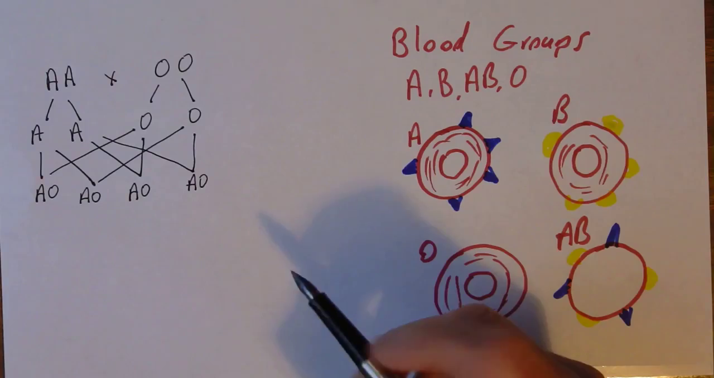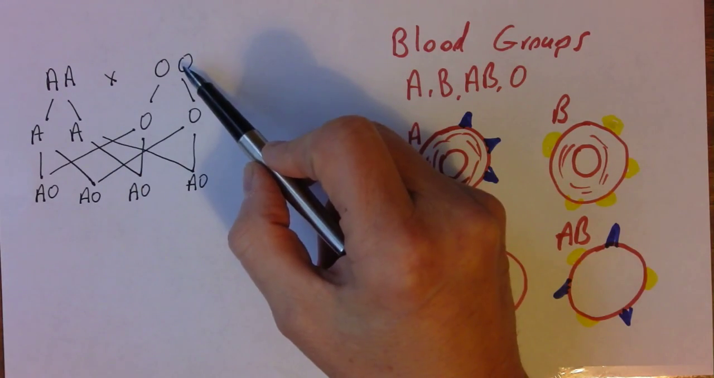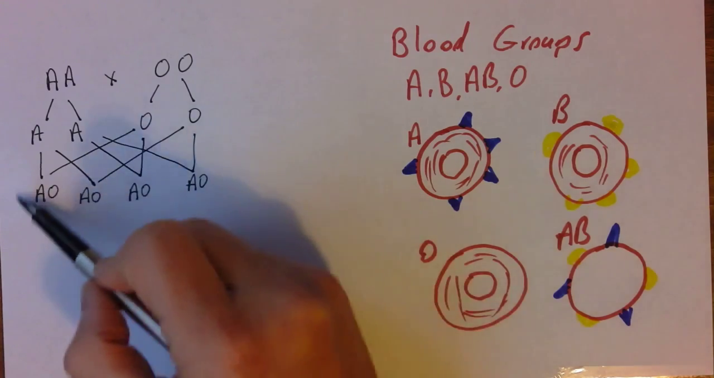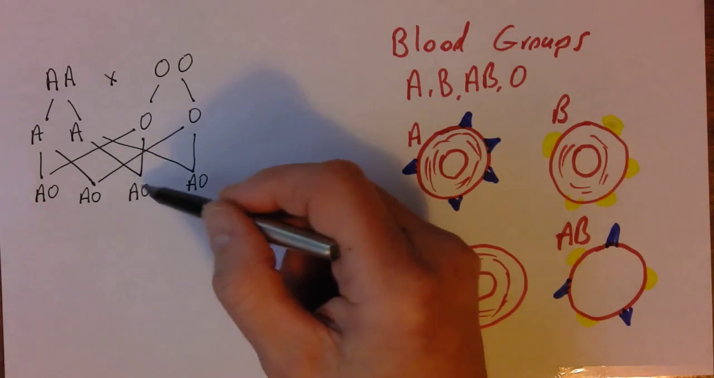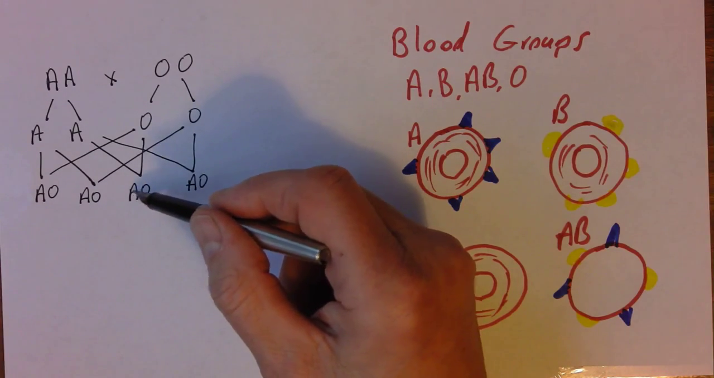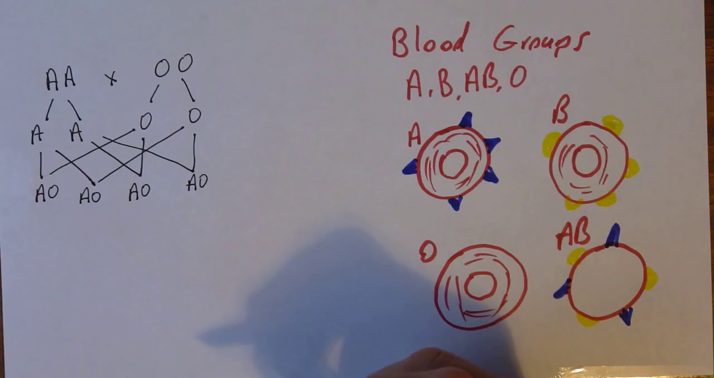So we start off with a parent who's blood group A and a parent who is blood group O. And in this case, all of the possible offspring would be blood group A. But of course, they're all heterozygous for the allele. They're AO. So they could potentially carry the O blood group on to the next generation.